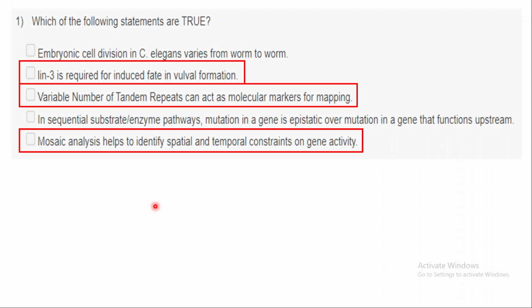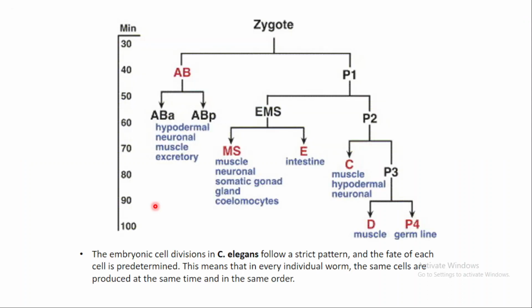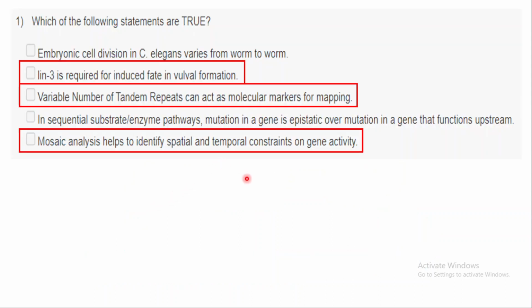Now let us throw some light on these answers. So the first statement: the C elegans is referred to here as worm. So C elegans is a worm. So embryonic cell divisions in C elegans.